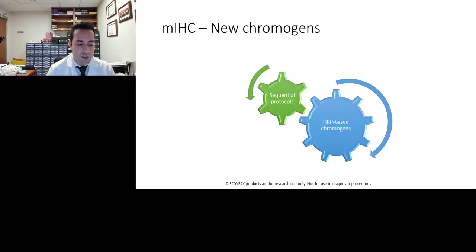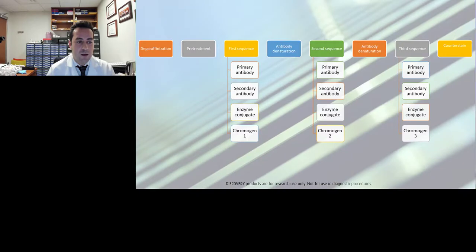The procedure is sequential, just like the 5-plex design, this time only with the HRP-based chromogens. So similarly, after deparaffinization and pretreatment, there are 3 consecutive cycles consisting of primary antibody, secondary antibody, enzyme conjugate, and chromogen incubation. And in the end, there is a step for counterstain with hematoxylin.